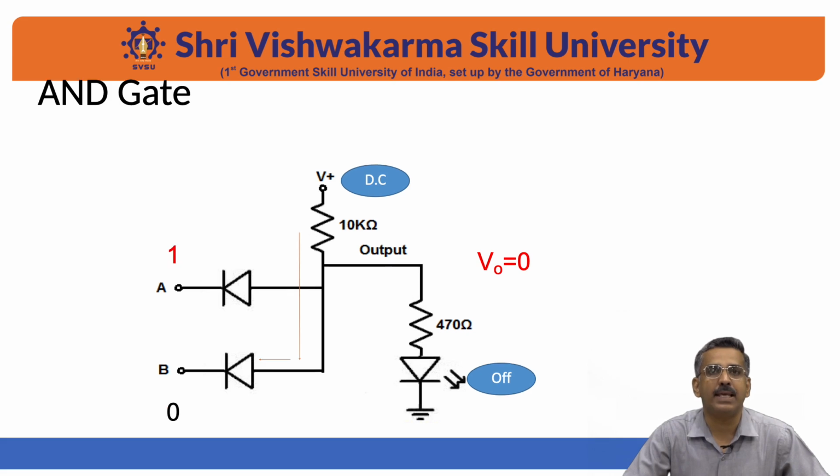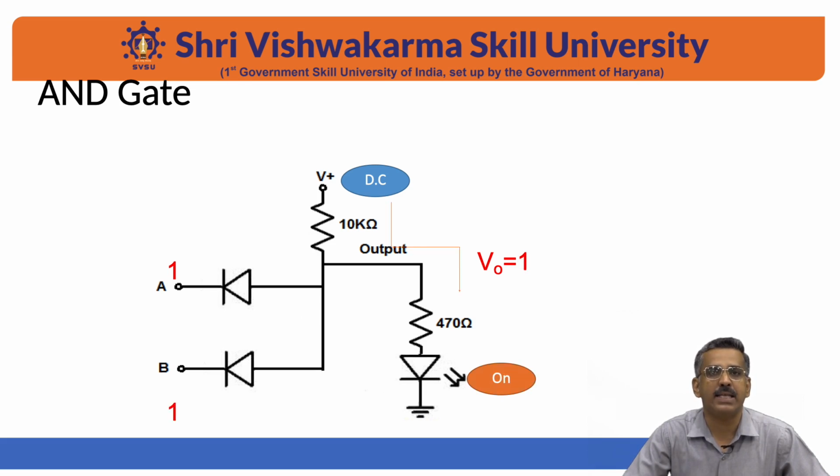Now, let us see the third condition. In this third condition, we are applying the higher voltage, that is usually represented as 1, at the A terminal, and low voltage at the B terminal, that is 0. Now, under this condition, the whole current will flow from diode 2, which is connected at the B terminal, and the LED will remain off. Under this condition, the output will again be 0.